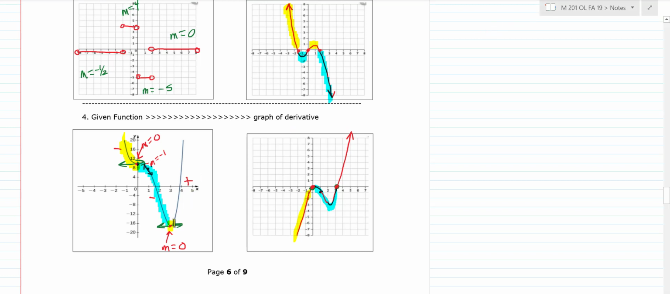Then what happens here is from here on out, the derivative is positive. So from there on out, you've got to be above the x-axis, and the tangent line's getting steeper. That's why the derivative values are going up. They're getting bigger y values. So that's how that would work out. That's the graph of the derivative idea.